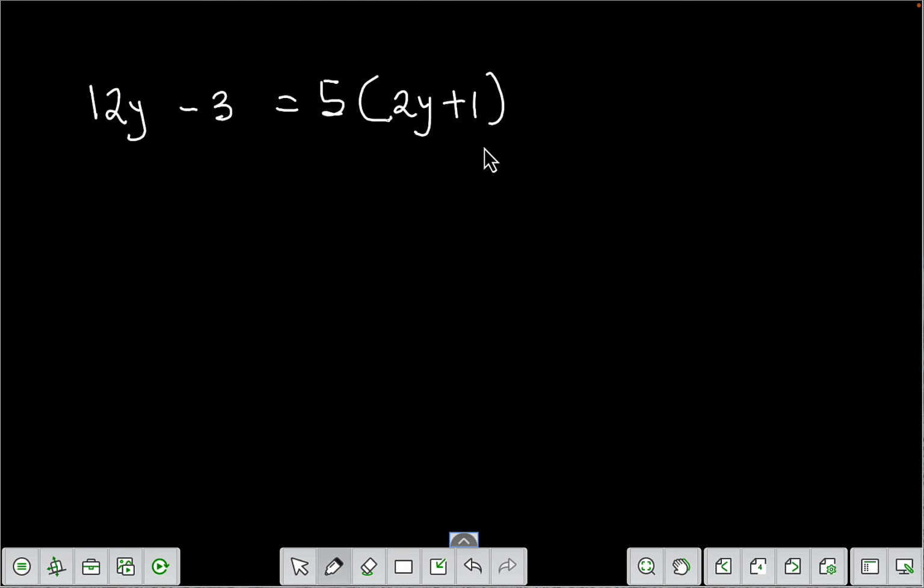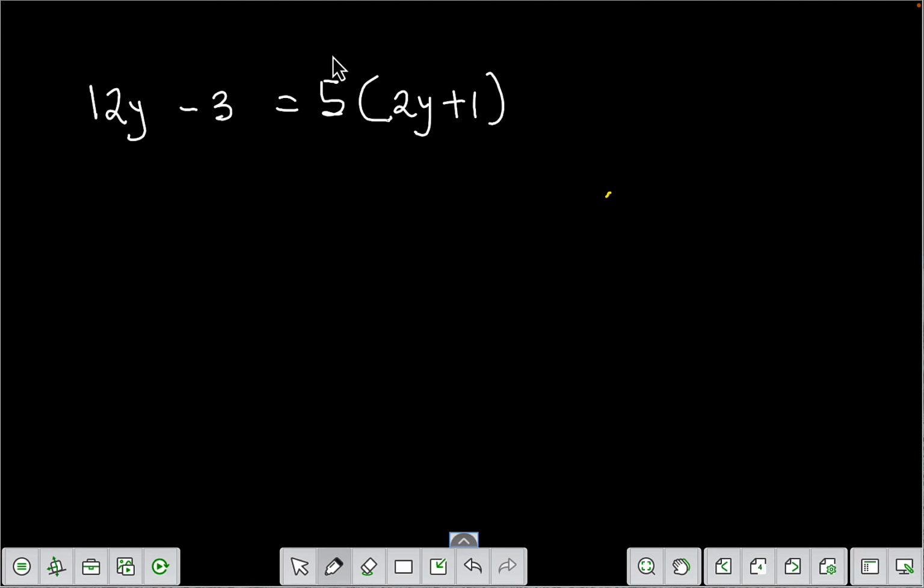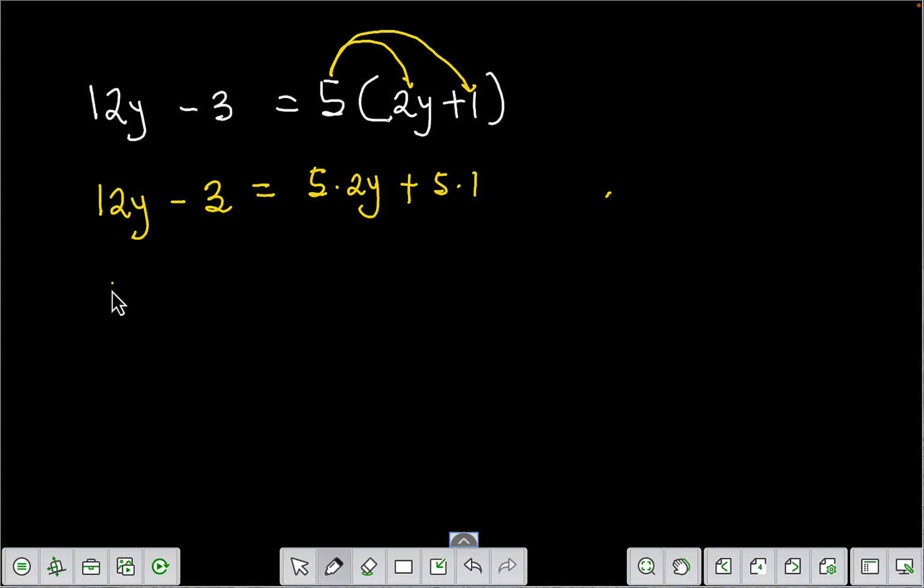Okay, so let's look at this problem again. We have 12y minus 3 equals 5 parenthesis 2y plus 1 close parenthesis. Right? It's the same thing. To be able to solve this, we should open this parenthesis, and it's very simple. Multiply 5 by this term and multiply 5 by that term. So we keep this constant unchanged here, and that is equal to 5 times 2y plus 5 times 1. So we have 12y minus 3 equals 10y plus 5.